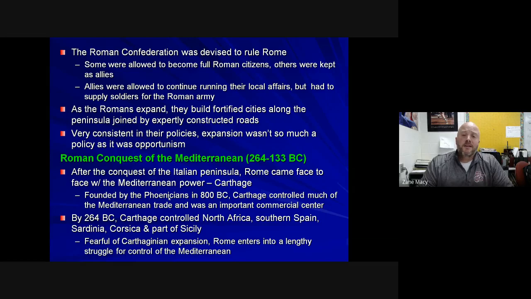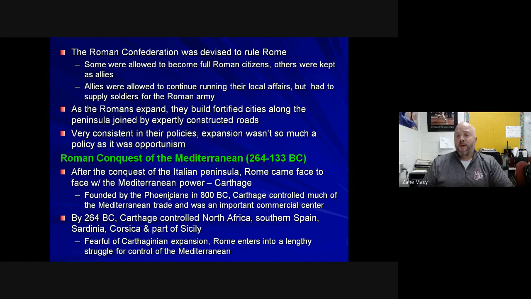Very consistent. That's another thing about the Romans, the consistency of the Roman Republic. It wasn't just that the Republic would continue to expand. The Romans were very opportunistic. When they saw a situation that might allow for growth, they would take it. If they were going to have to go to war, they wanted to make sure that it was something the Roman legions would be able to easily take care of.